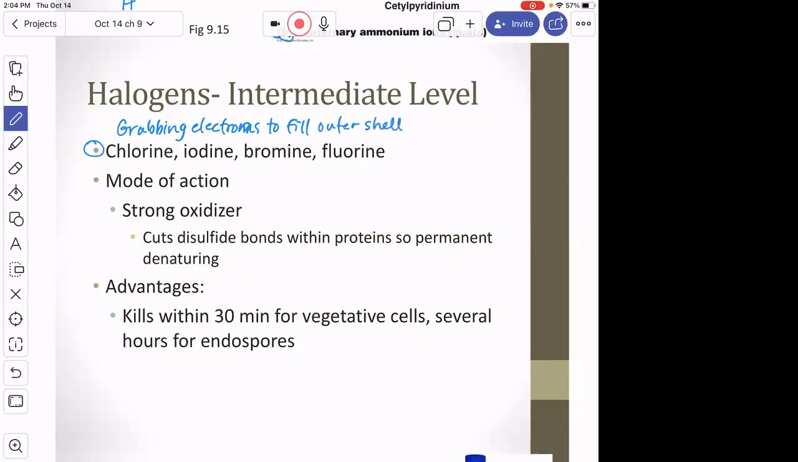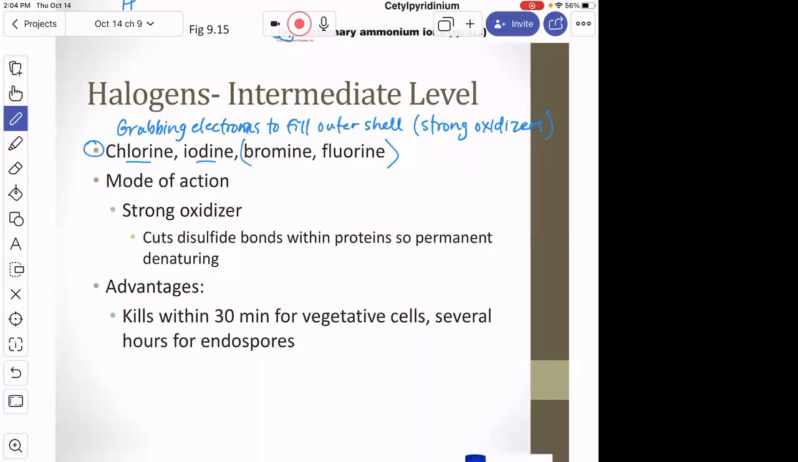Okay, so they're fairly reactive. They're strong oxidizers, in other words. They're grabbing electrons from other molecules. All right, so chlorine, iodine, bromine, and fluorine. I'm going to talk mostly about chlorine and iodine, but bromine has some uses too.